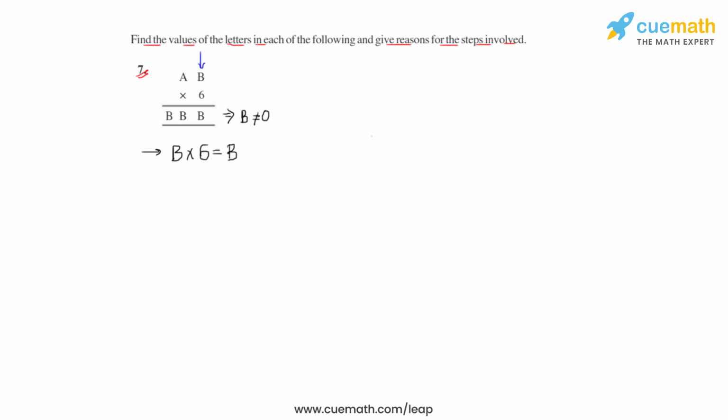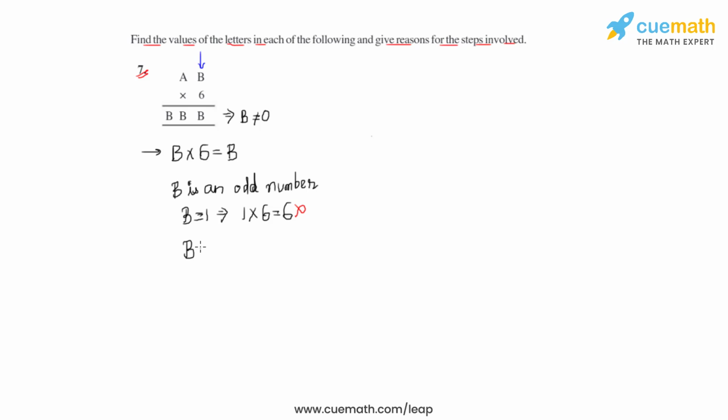Now let us divide our observation in two parts. Let us see what happens if B is an odd number. Let's say if B is 1, the product of 1 times 6 results in a 6 and not in 1. So this particular assumption is ruled out.